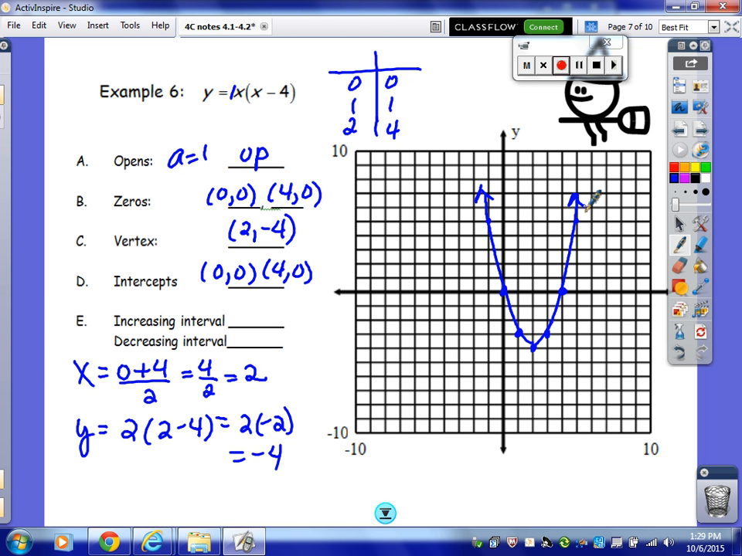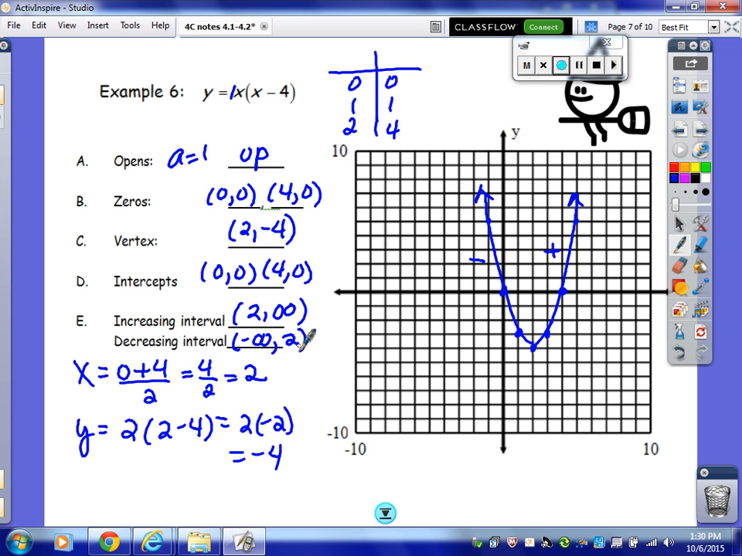All right, let's do increasing and decreasing intervals. Increasing interval, so we're going up here and down from left to right. So we always do it in terms of x. It's always open, so 2 to infinity. And then -infinity to 2 is my decreasing interval.